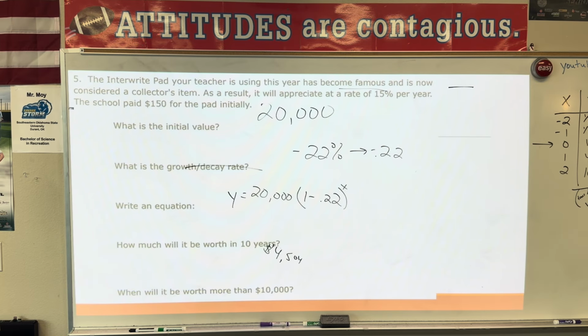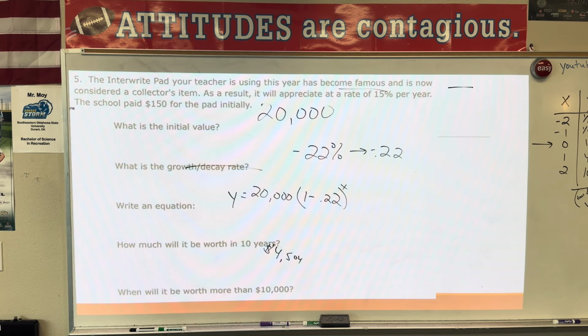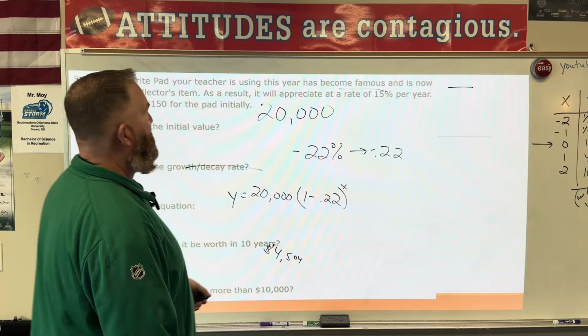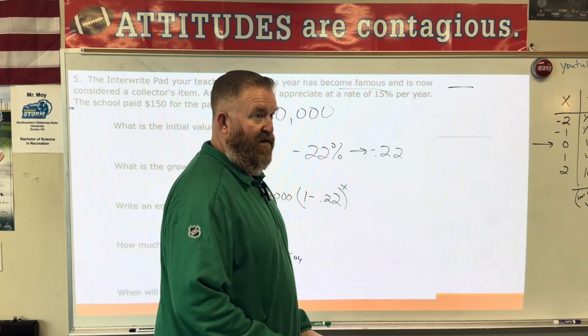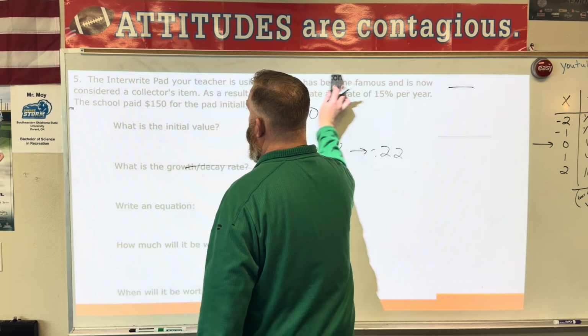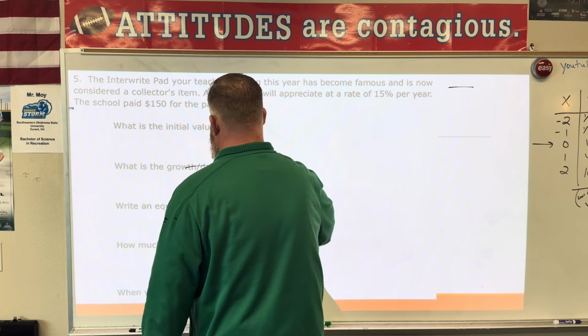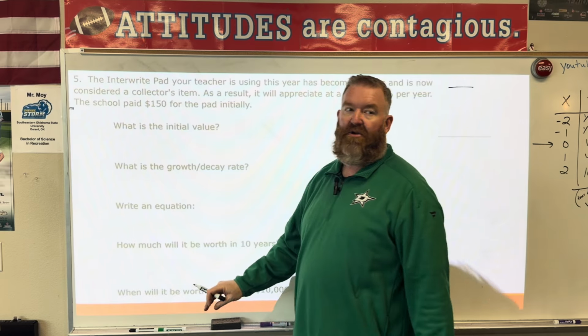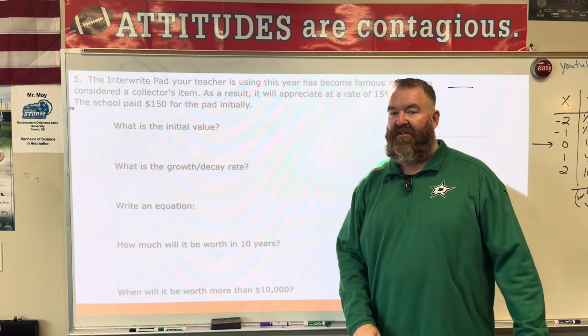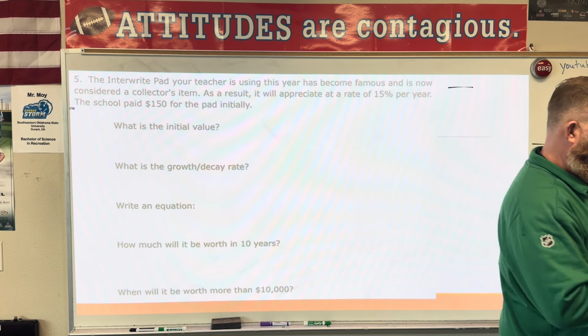All right, everybody good? The pad your teacher is using this year has become famous and is now considered a collector's item. As a result, it's going to appreciate at 15% per year. The school paid $150 for this thing. What's it going to be worth in 10 years? Here's what I want you to do. With your neighbor, solve through these questions. I'm going to pause the video. All right, ready? Go.